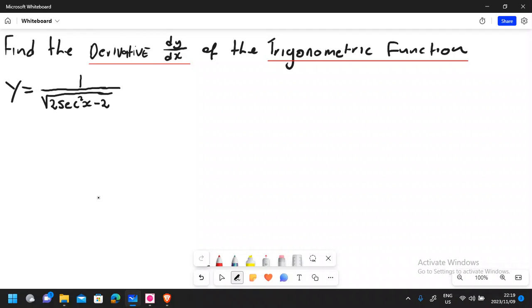As you can see, now we have something that is a bit challenging, but really not that challenging, guys. If you know your trigonometry, you can pause and see if you are able to find the derivative of this trigonometric function. I'm very interested if you were able to find it.